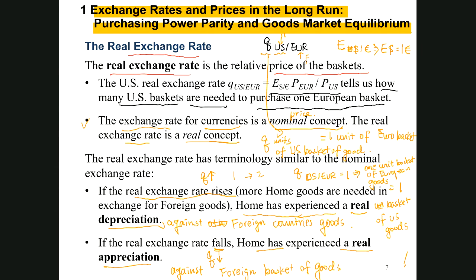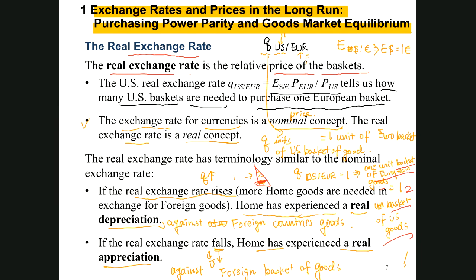right? So now, if the real exchange rate becomes 2, that means 1 unit basket of the European goods could exchange for 2 baskets of the US goods, right? So that means the basket of the US goods depreciates. The value of the US goods depreciates. Initially, you could exchange for one basket of the European goods by 1 basket of the US goods. But now you need to use 2 baskets of the US goods to exchange for 1 basket of the European goods, so the US basket of goods is depreciated. That is the idea here.